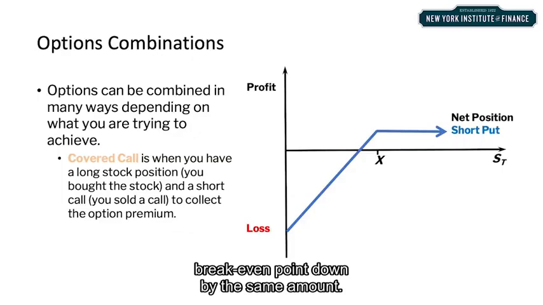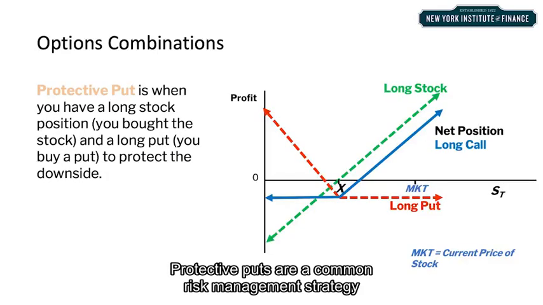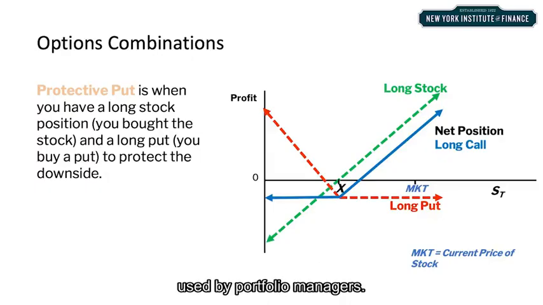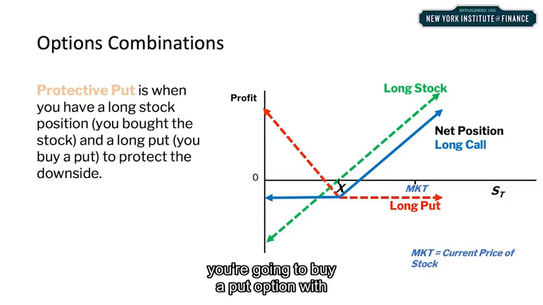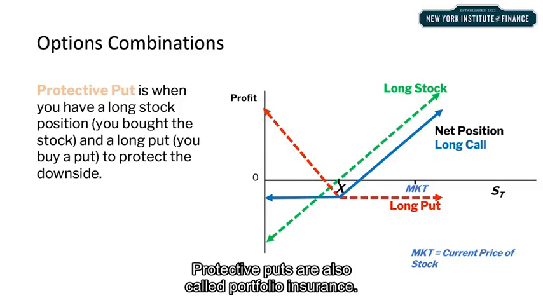The only other difference is the premium you collected by selling the call, which shifts your break-even point down by the same amount. Protective puts are a common risk management strategy used by portfolio managers. With a protective put, you're going to buy a put option with a strike price that's below the market to protect the value of your stock holding if the stock price goes below that strike price. Protective puts are also called portfolio insurance.